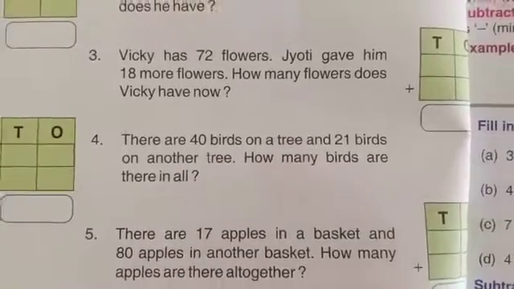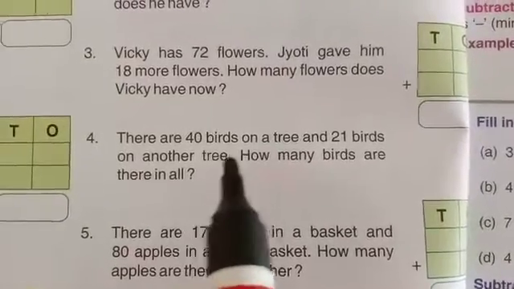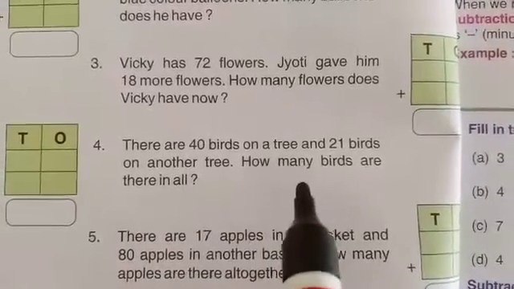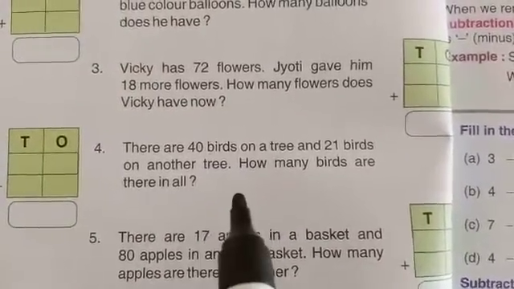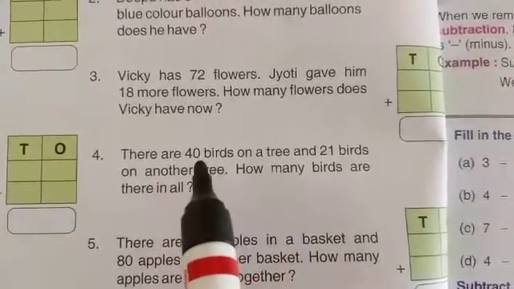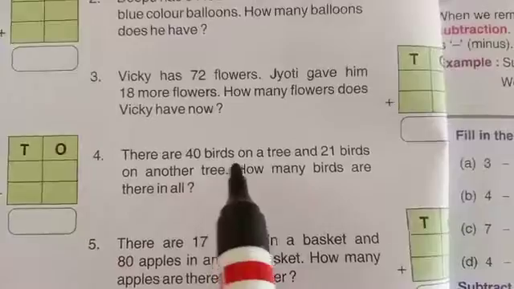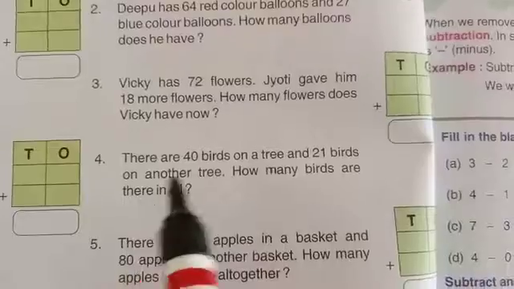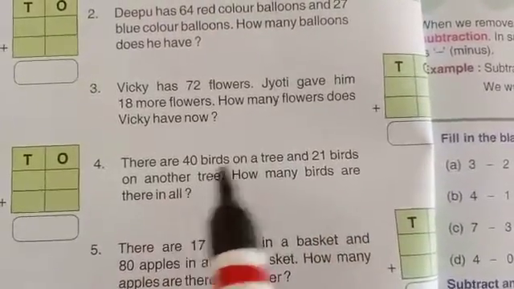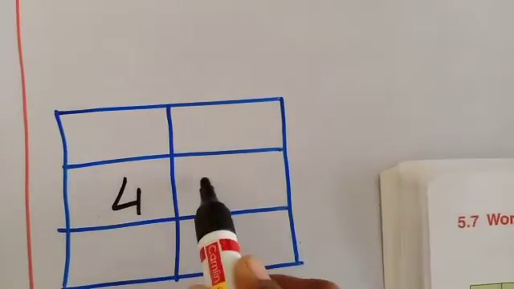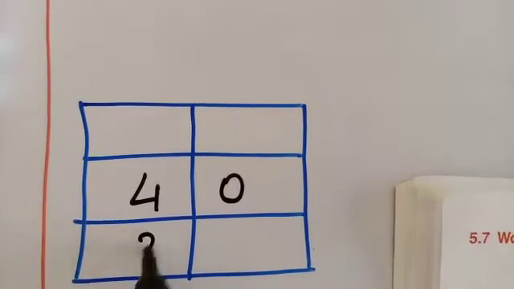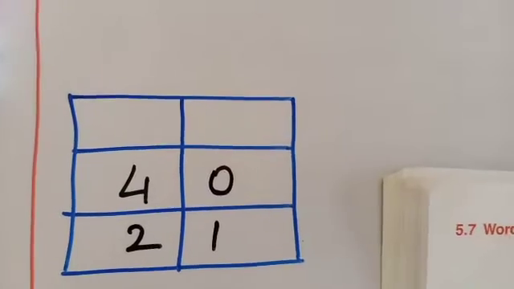The fourth question is, there are 40 birds on a tree and 21 birds on another tree. How many birds are there in all? So in one tree, how many birds are there, children? 40 birds. So 21 birds are on another tree. So 40 plus 21 we have to write now. Let's write here 40 birds in one tree and 21 birds on another tree.